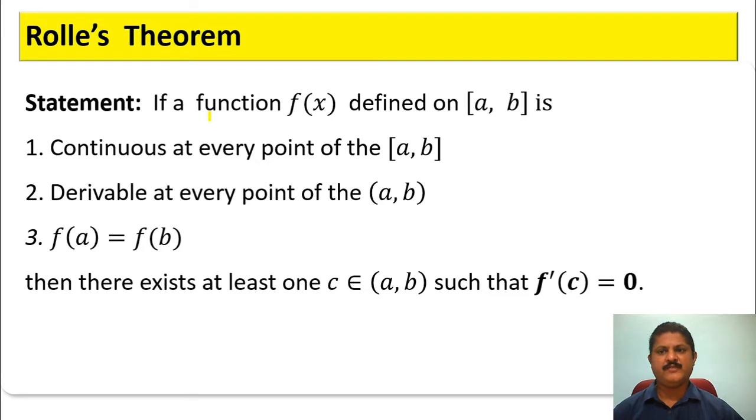The statement of Rolle's theorem is: if a function f of x is defined on the closed interval [a, b], is continuous at every point of the closed interval [a, b], differentiable at every point of the open interval (a, b), and f of a equals f of b, then there exists at least one point c belonging to the open interval (a, b) such that f dash of c equals 0. This is the statement of our Rolle's mean value theorem.